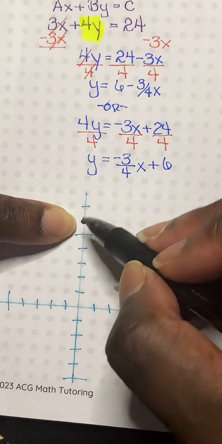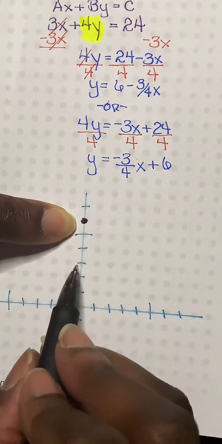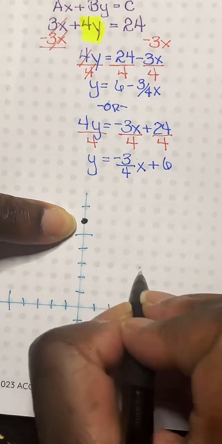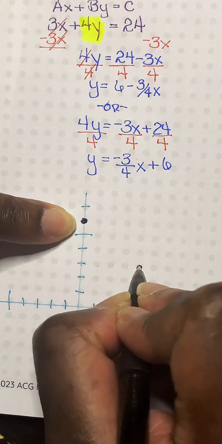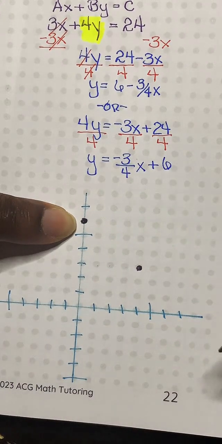Okay, so if I wanted to, I can go down 1, 2, 3, and then go over 1, 2, 3, 4. So both the 3 and the 4 is not negative. Only the 3 is negative.